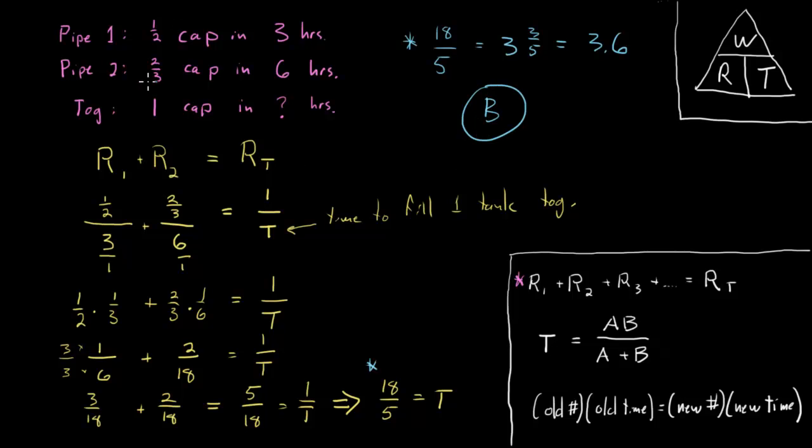So one reliable way to attack questions like this, you just add the individual rates to get the together rate. I mentioned early on that we could also use this second formula, and I do want to do that in the next video. I encourage you to try to apply this formula first to this question, and then we'll go over it together in the next video. I'll see you there.